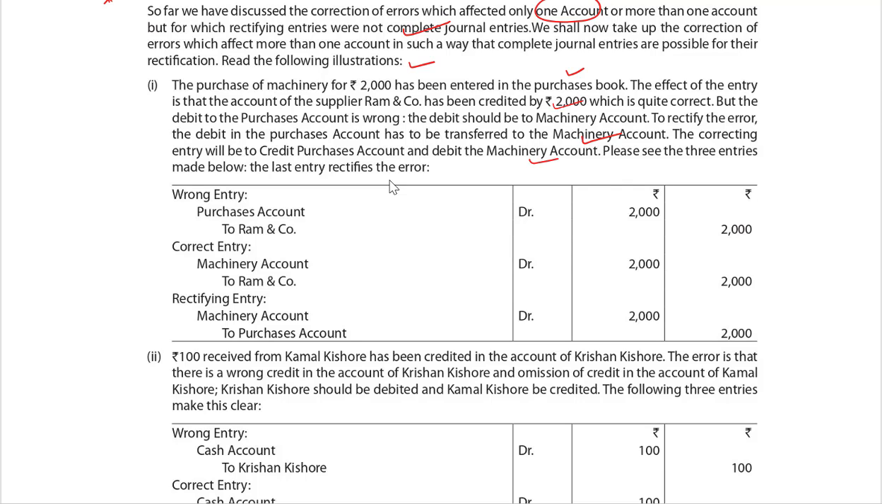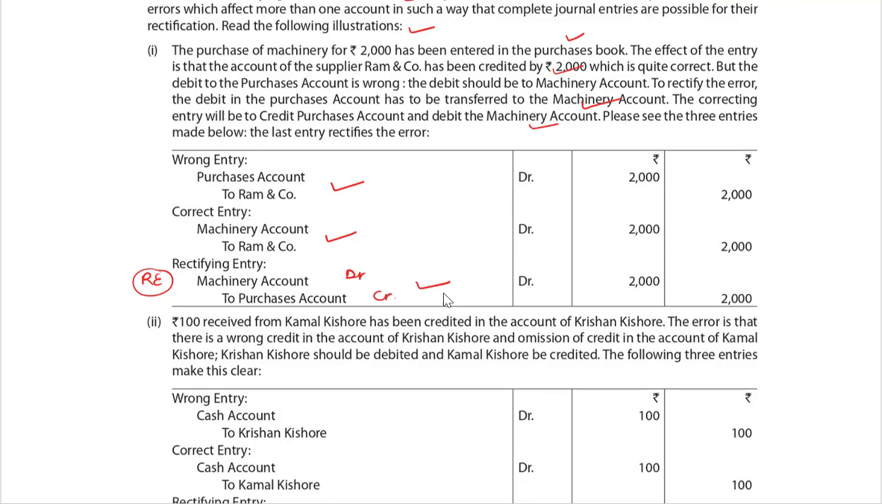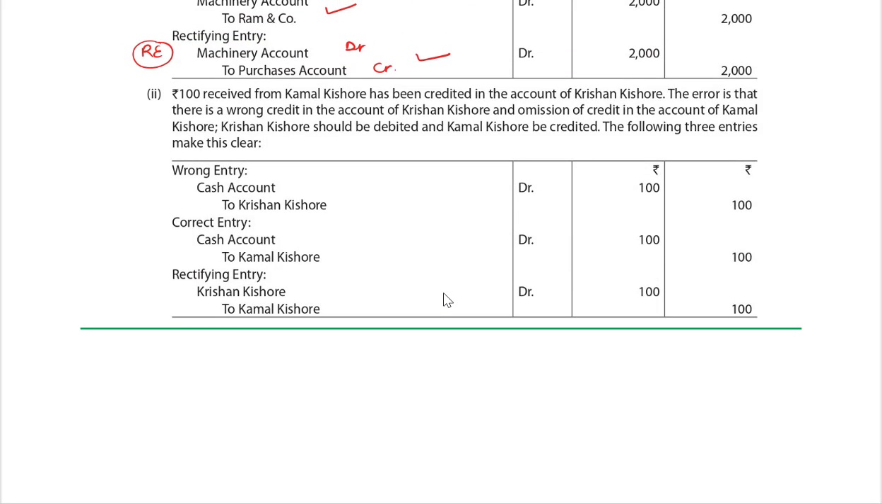Please see the entries and try to understand. My dear students, let me try to make you understand once again. The correct entry is machinery account to Ram account 2000. By mistake we have posted purchase account to Ram account 2000. We should not debit purchase. So in the rectification entry we have credited purchase, as you can see, and we should debit machinery. So in the rectification entry we have debited machinery, as you can see, and this is the way we have rectified this error. I believe all of you must have understood this. Let us continue and see one more instance like this.